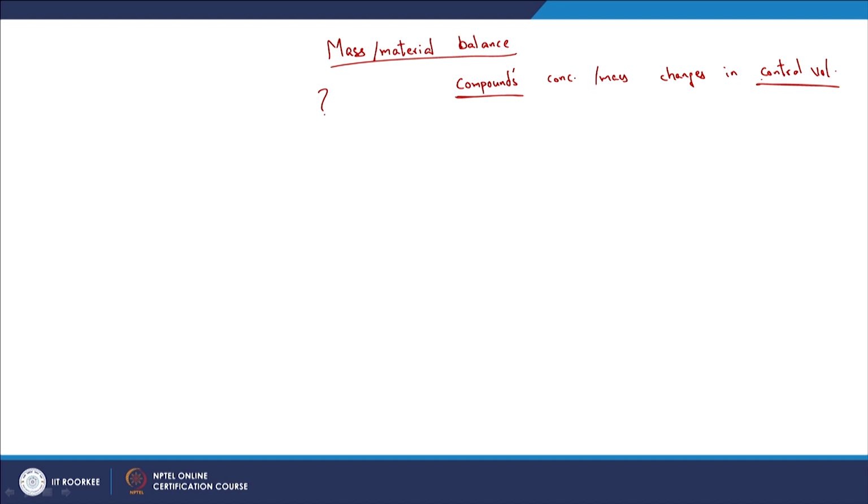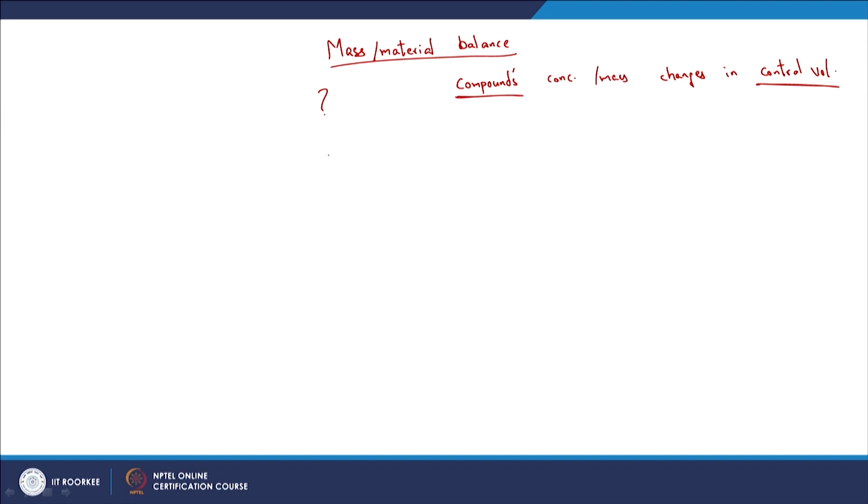So obviously identifying the relevant compound is relatively simple, but identifying the relevant control volume is sometimes tricky, and we are going to look at some of the minor aspects in that regard. So for example, let's consider this to be a 3D box.